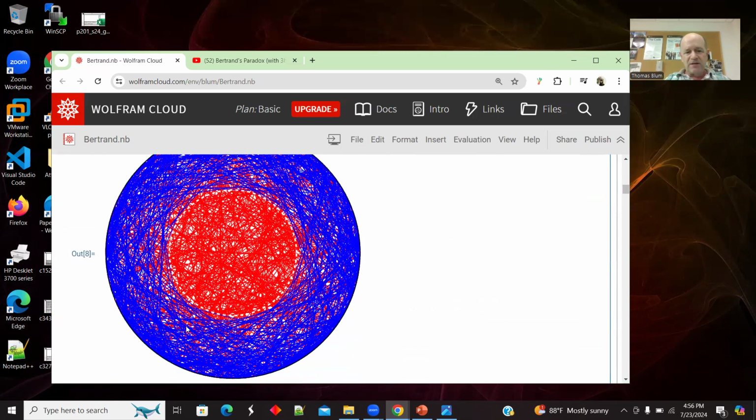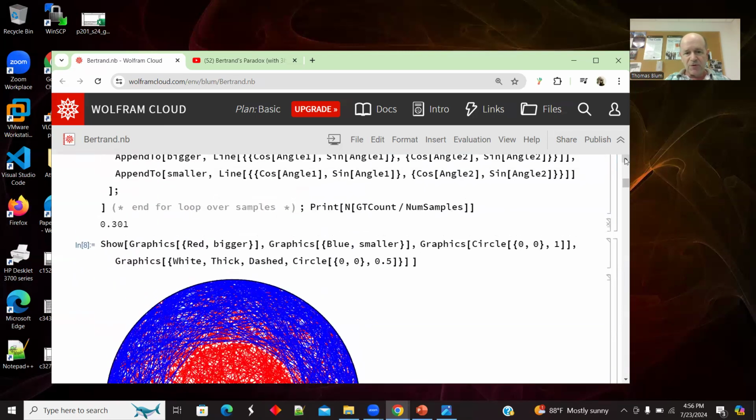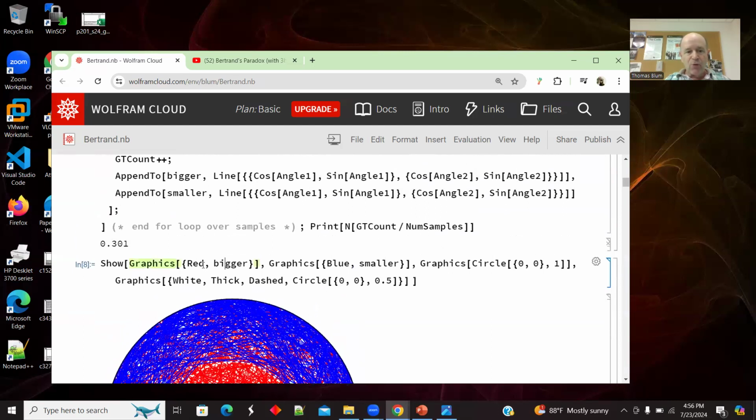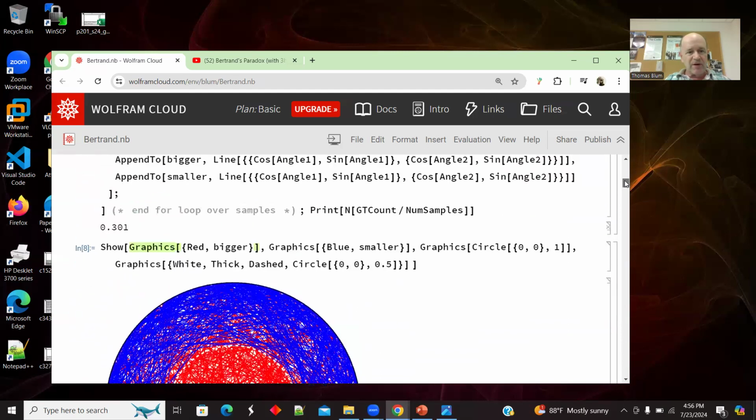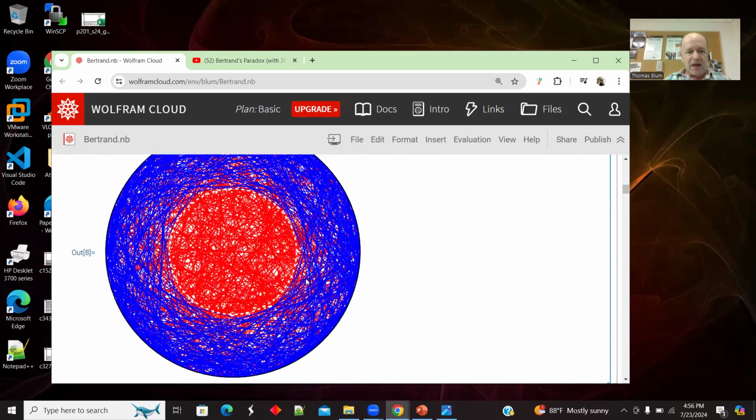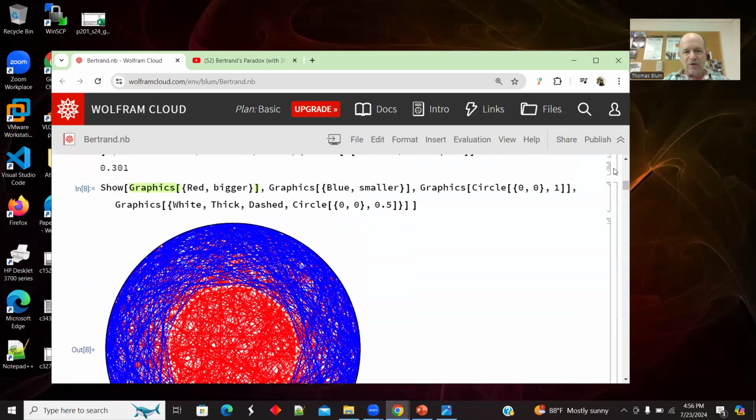So we see these, the reds and the blues. Okay, so the bigger ones were the red. So the ones that seem to go through the middle are the bigger ones. And then I drew this white dashed thing here that I think you can see, is a circle with a radius of a half.